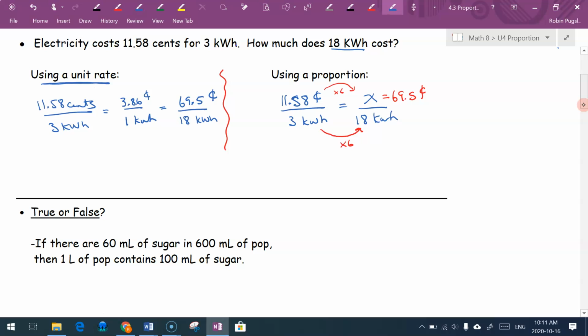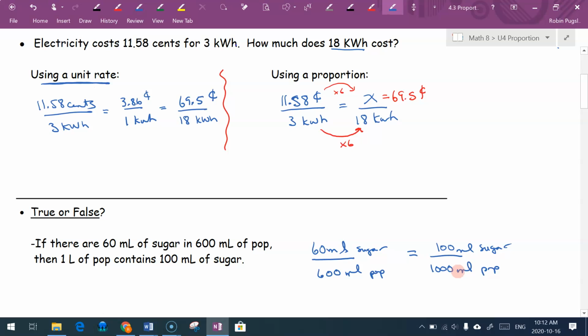Now, true or false? If there are 60 milliliters of sugar in 600 milliliters of pop, then 1 liter of pop contains 100 milliliters. So we're going to set up our proportions and see if they are equivalent. Are they the same? So if I have 60 milliliters of sugar in 600 milliliters of pop, is this equivalent to 1 liter of pop, which is 1,000 milliliters? Does it contain 100 milliliters of sugar? So you have to make sure you match up your units. The sugar goes on top, the total pop goes on the bottom.